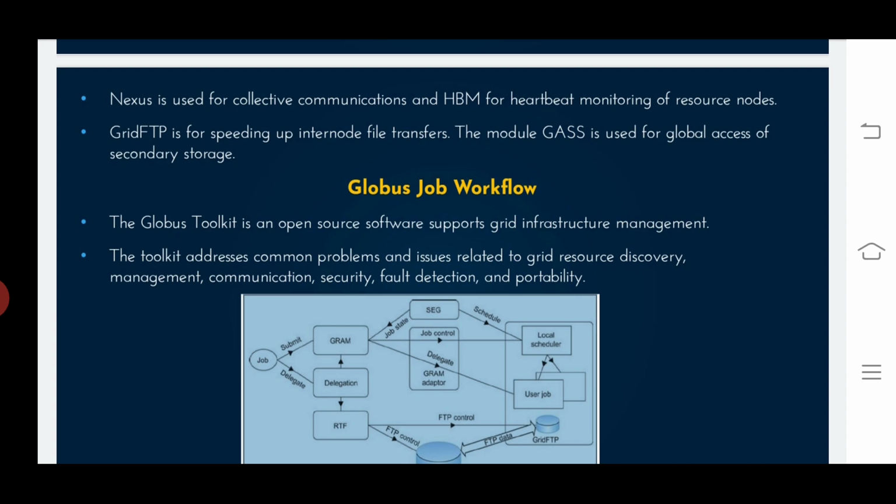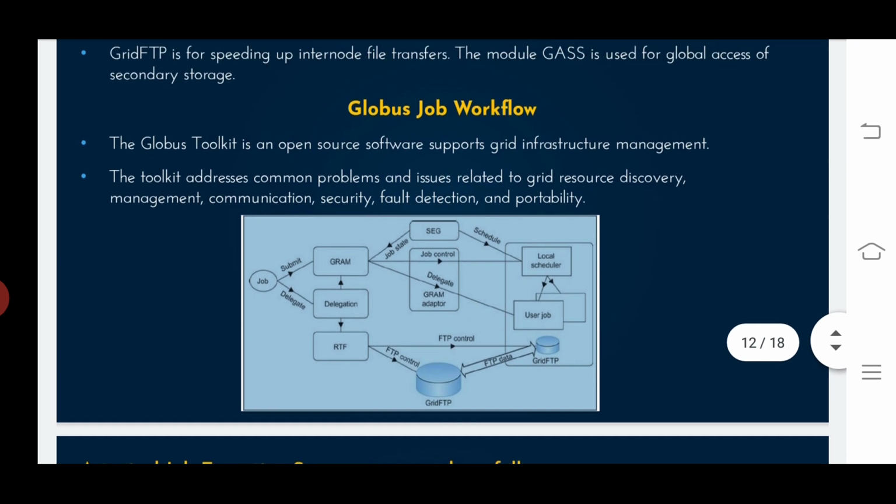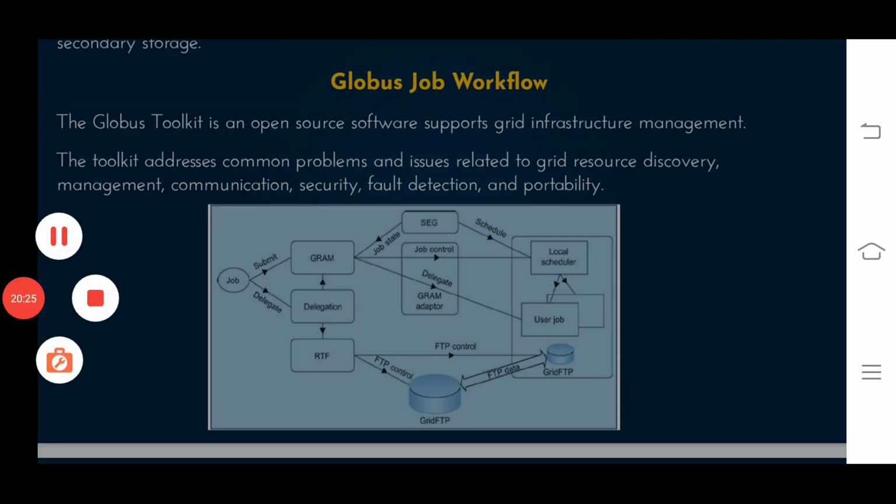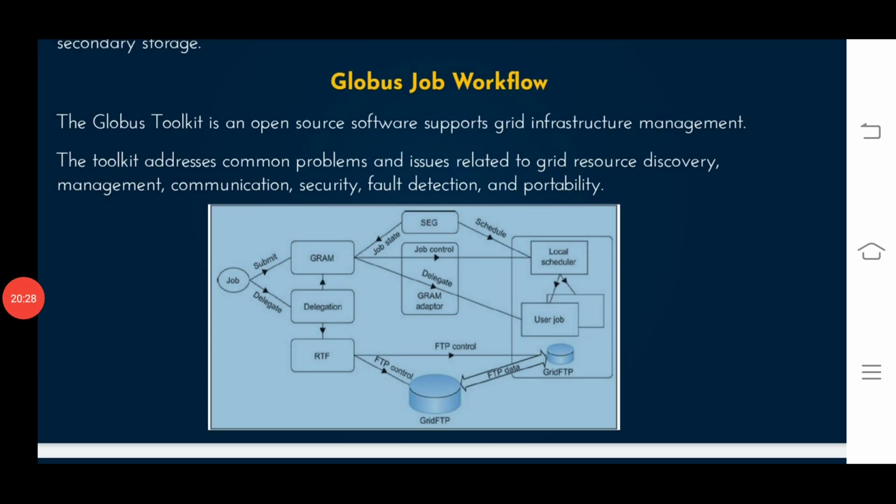The module here is the global access of secondary storage, the grid access of data in remote secondary storage. It is used for the purpose of global accessing of secondary storage. That is the overview of the GT4 library. In a later video we can discuss the Globus job workflow. Okay, thank you.